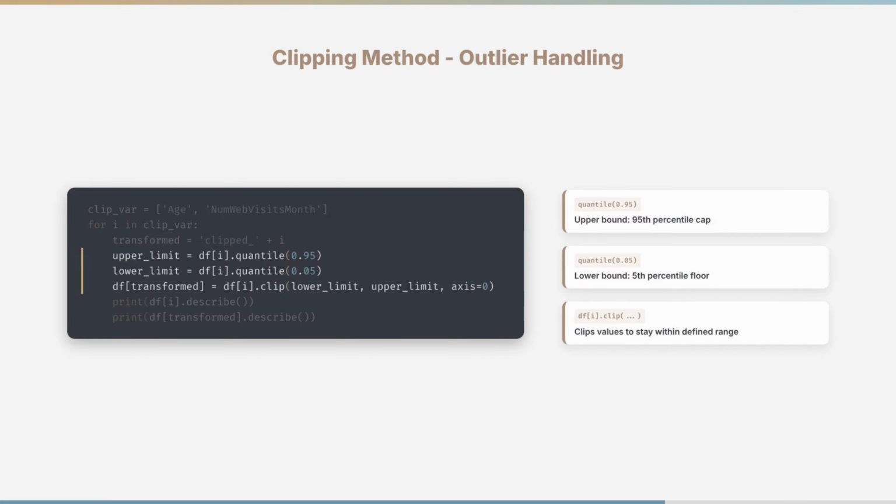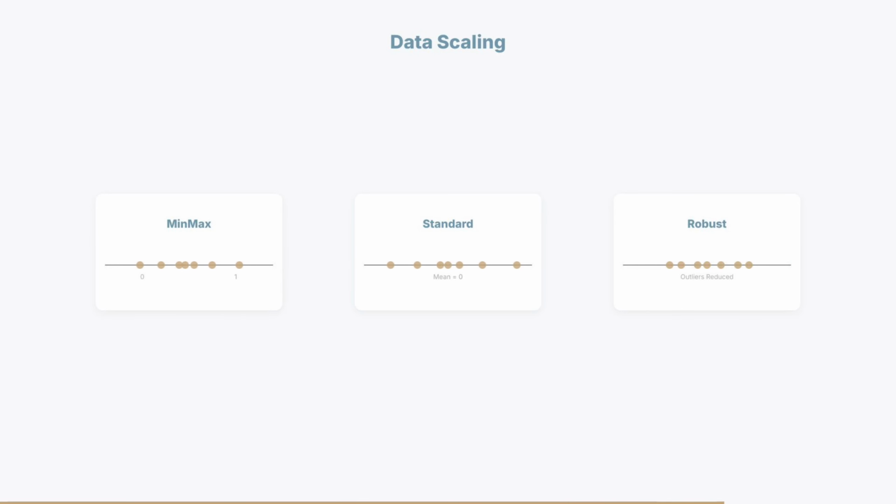For this dataset, clipping is particularly useful for age and number web visits month, which contain implausibly large values. This prevents a few extreme records from dominating the learning process. Once we've corrected skew and outliers, we scale the features so they share a comparable magnitude. For this, we rely on preprocessing tools, MinMaxScaler, StandardScaler, and RobustScaler.